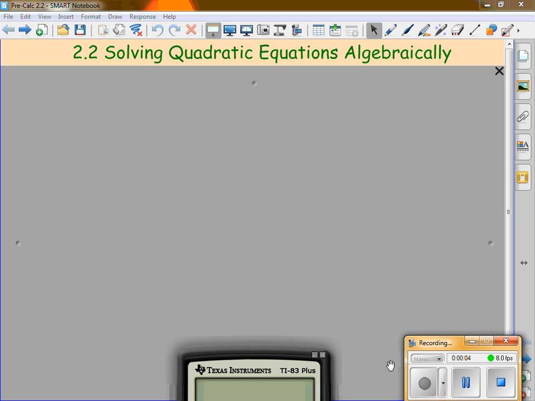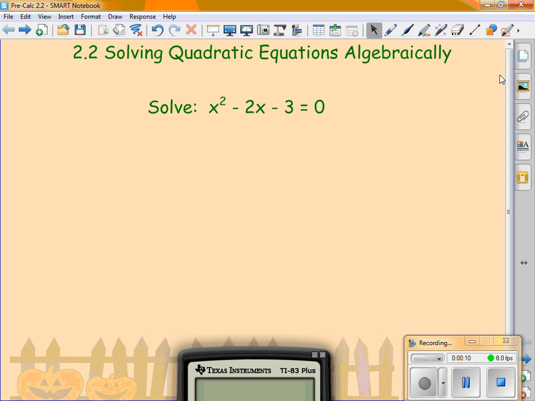Today we're going to start 2.2, solving equations algebraically. The first problem we're going to look at is solving x squared minus 2x minus 3 equals 0. From Algebra 1, we learned there's a bunch of different ways to solve this problem. What might be the easiest way? Trying to factor can be the fastest way.